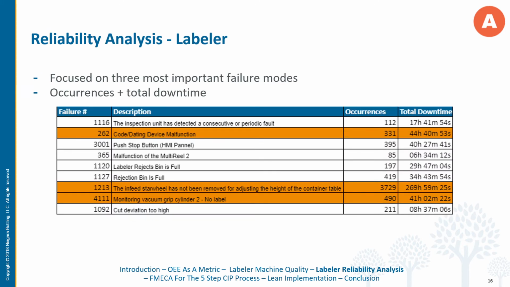To improve the availability of the labeler, we first looked at 9 significant failure modes that occurred during the 7-month span. From the 9 failure modes, our team focused on the 3 most important failure modes. We decided on what is most important based on the total occurrences of that specific failure as well as its total downtime. I will now be passing it on to Nicholas, who will further explain how we improve the availability of the labeler by implementing preventative actions.